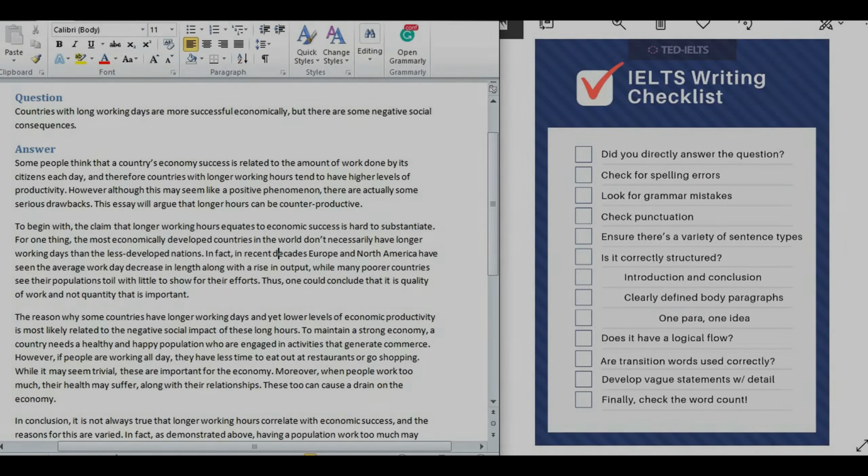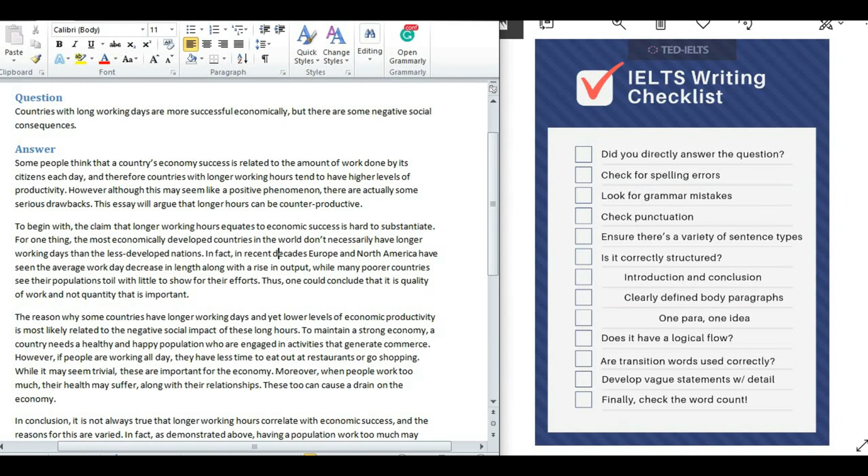Hey guys, David Wills here with TED-IELTS.com, and today we're going to be talking about how to check your IELTS writing for mistakes. This is something you really need to be doing at the end of every essay you write. That's for task 1 and task 2, because you really should be doing it in the real IELTS exam.